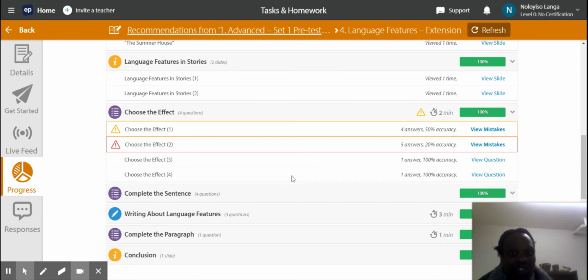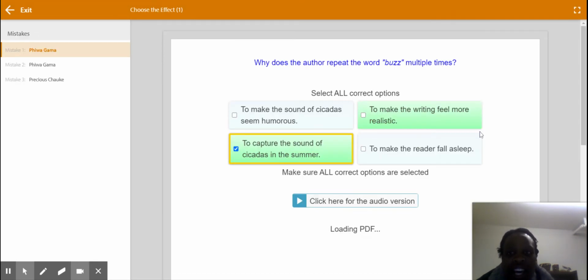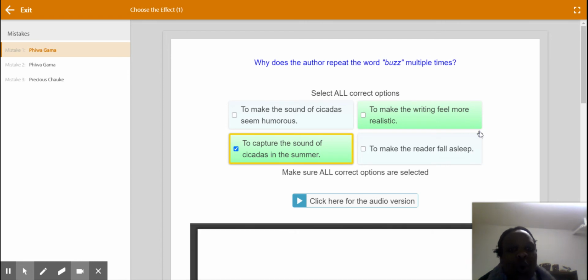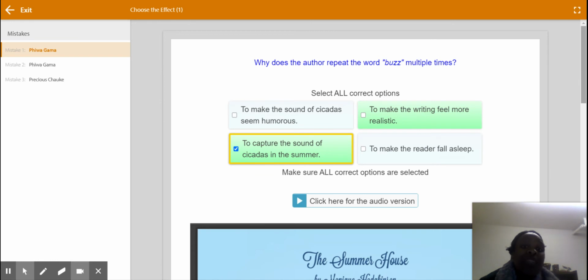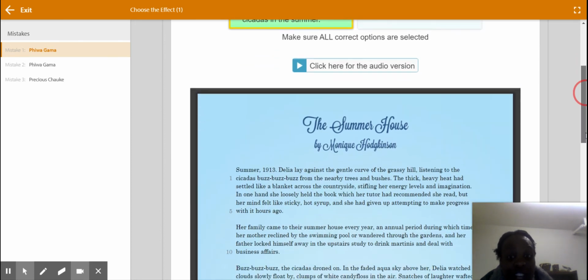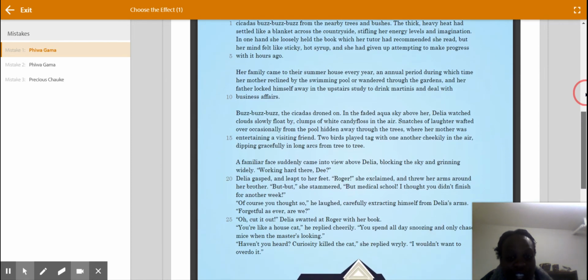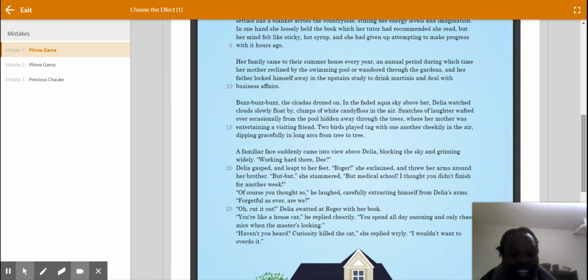So they've given you the extract and they want to know what that piece of writing means. I had a look at some of these, and the question says, why does the author repeat the word buzz multiple times? It's important when they ask you a question like this, first of all, you need to go back to where that word buzz is in the extract. That's why they give you the extract. You need to go back and find it, and then try and figure out why it's there.